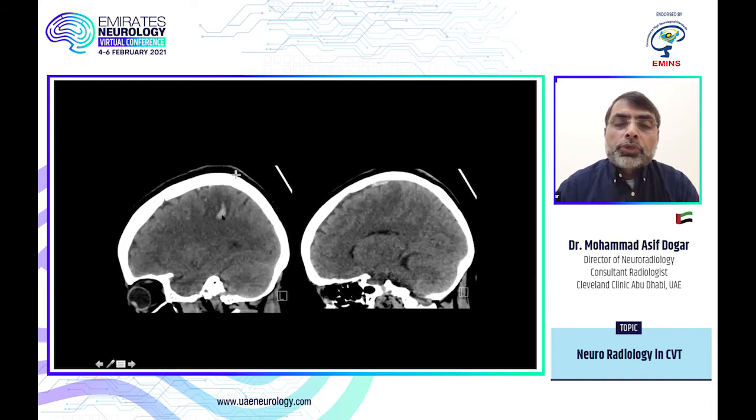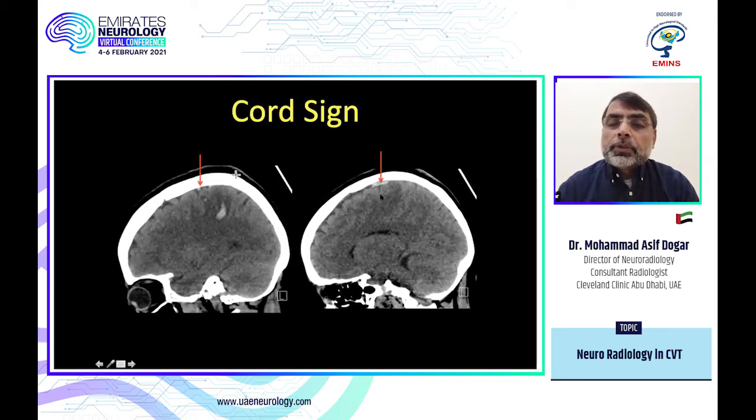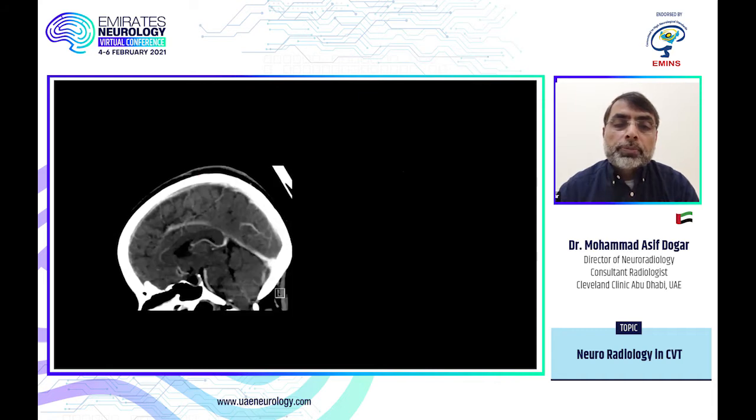So again, here you see the hemorrhage. So here is a cord sign. You can see this linear hyperdensity in a vein. On the cross section, it is right here. So this is your venous thrombosis, cortical vein thrombosis.